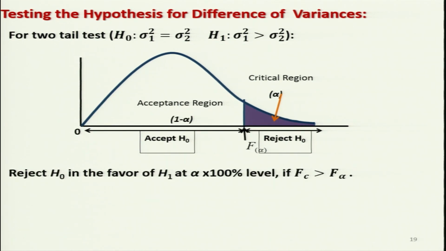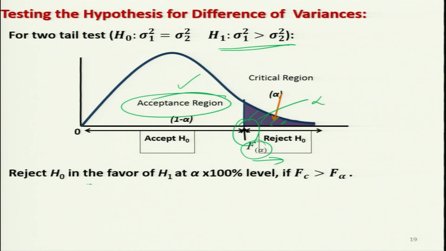Similarly, if you take the alternative to be sigma1 square greater than sigma2 square, then the critical region is going to lie on the right hand side, and the critical value will be somewhere here on the right hand side, so that this area is alpha. This is the region of rejection and this is the region of acceptance in the white color. You simply compute the value of the F statistic. If it lies inside the acceptance region, you accept it, and if this value is greater than F alpha, then you reject the null hypothesis in favor of H1 at 100 alpha % level of significance.